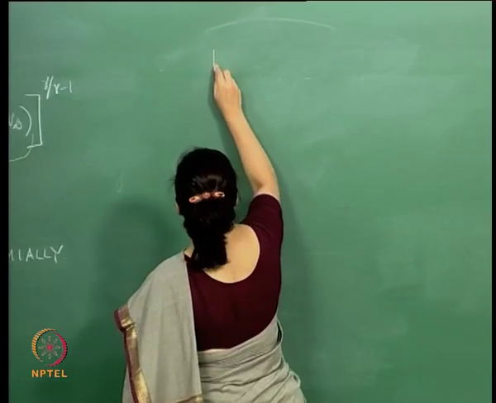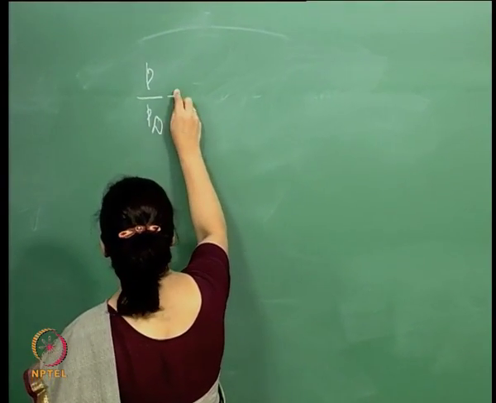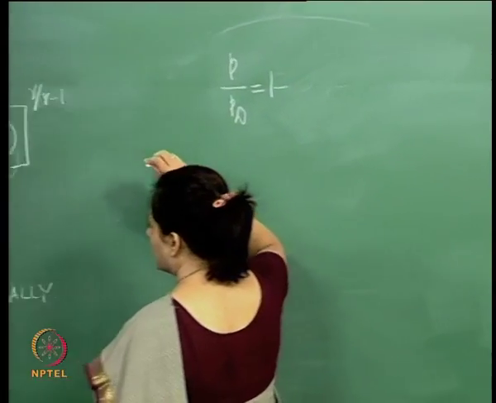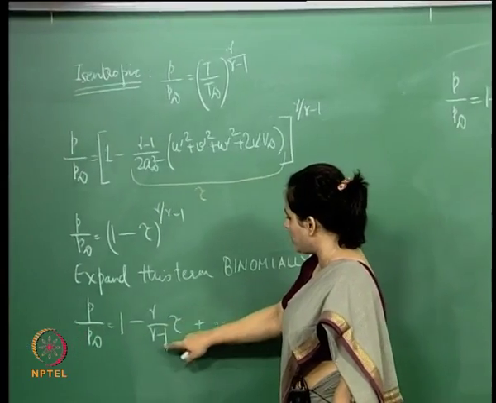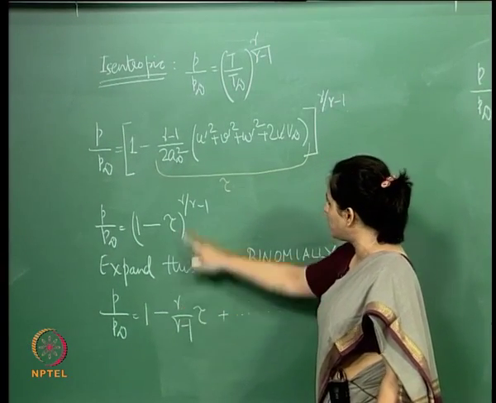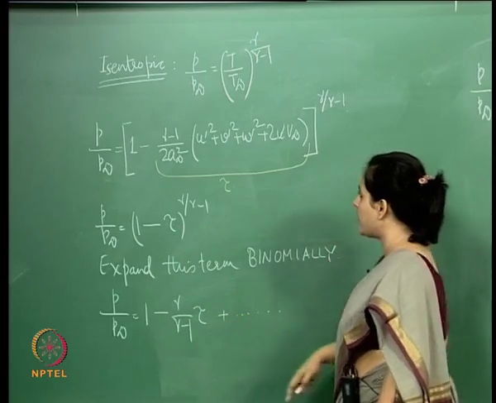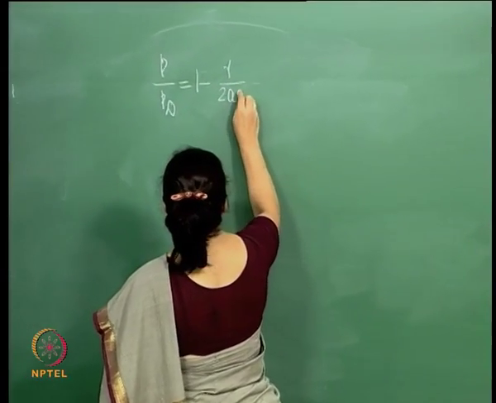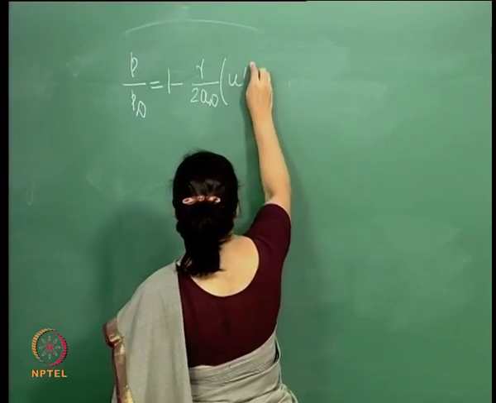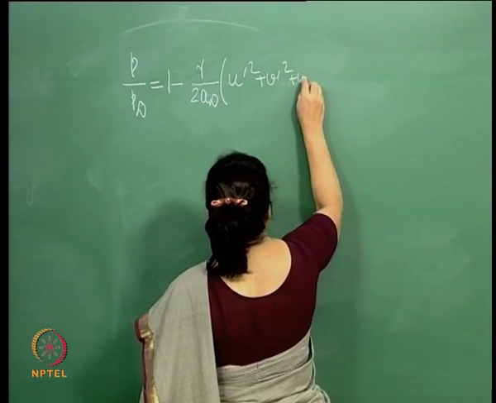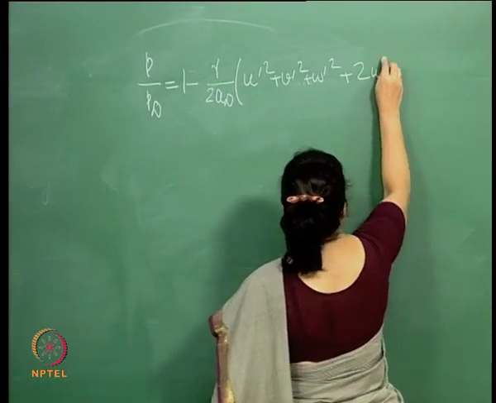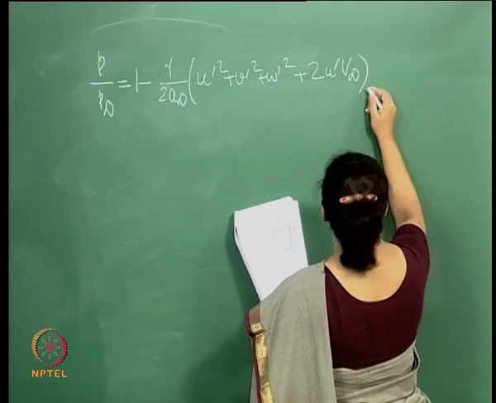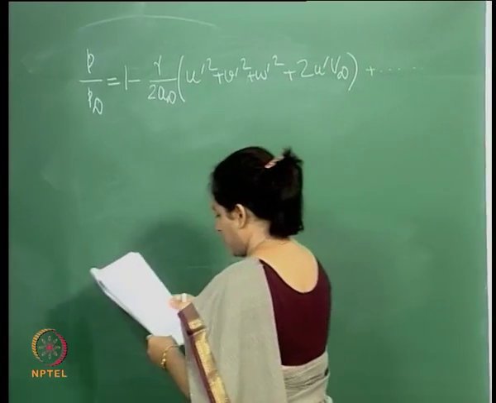Okay, so what that does is essentially that P by P infinity is therefore then equal to... Okay, so I will just straight away write this. We multiply this term by gamma minus 1. So what we get is this, right, and then we have other terms over here.